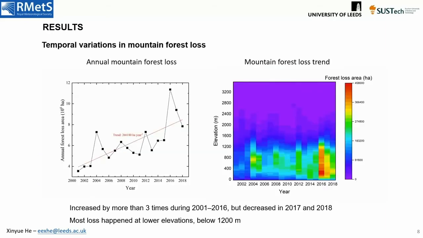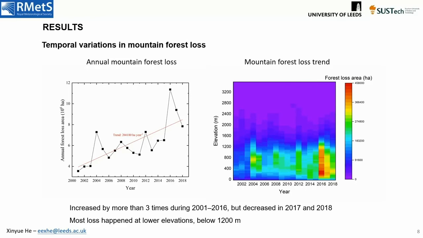Now let's move on to the results. We first look at the time series of annual mountain forest loss during 2001 and 2018. The result shows annual forest loss in mountains has increased by more than 3 times during 2001 and 2016, but decreased in 2017 and 2018.